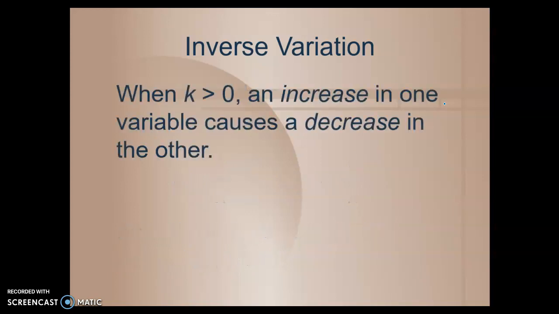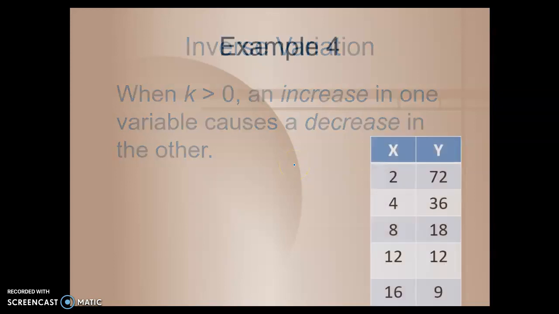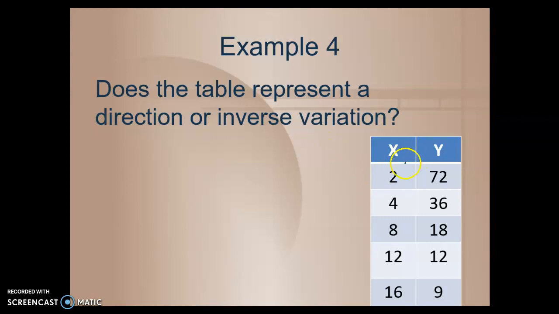Unlike direct proportion, where an increase in one gave an increase in the other, in inverse variations, an increase in one causes a decrease in the other. Let's see this in a table so you can see what I mean here. As you can see, an increase in our x's leads to a decrease in our y's, and that makes sense.